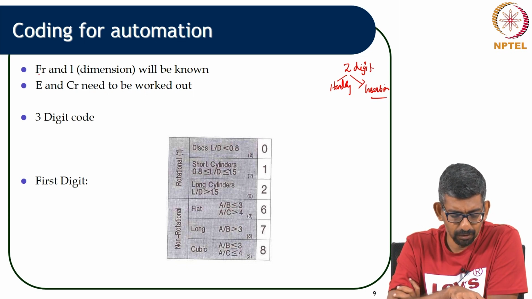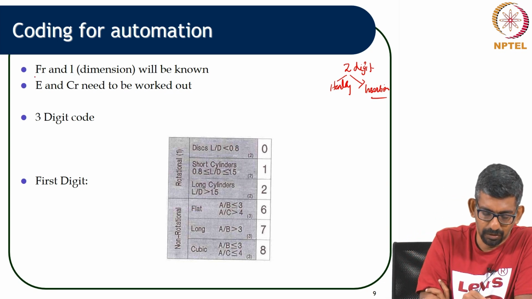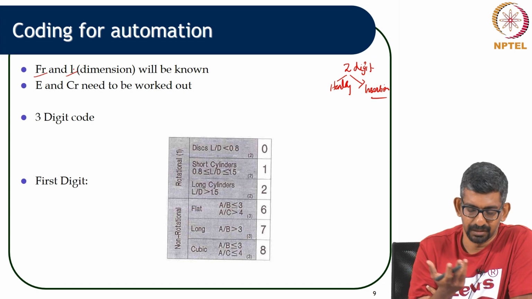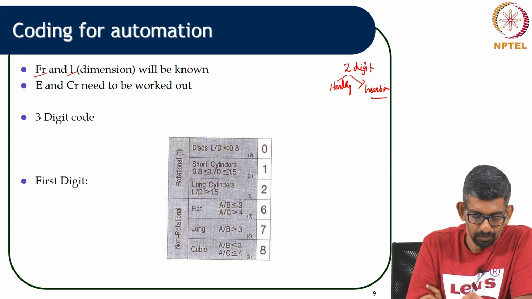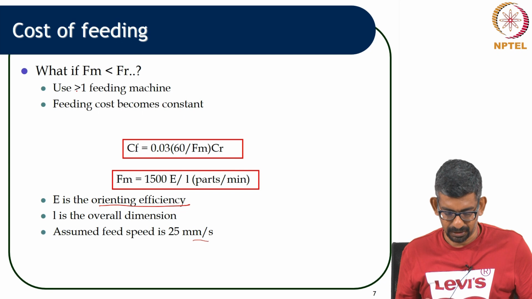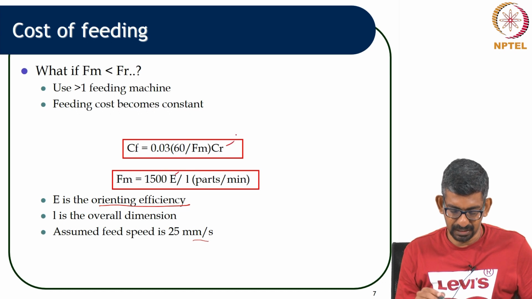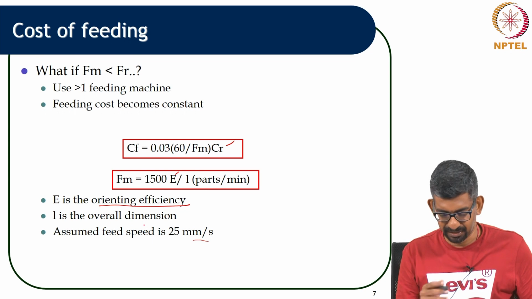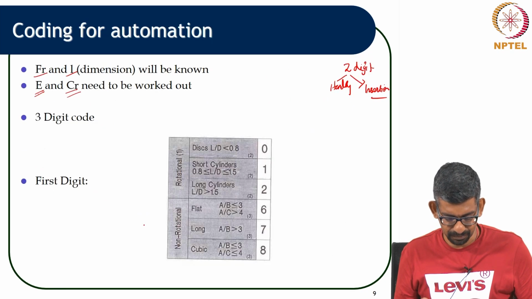So, basically we are going to look at the feeding rate, and L will be known, right. So, we know what the feeding rate is, and we know the dimension of the component that we are trying to assemble here. What we need to figure out is E and CR. L is known, and FR or FM is also known.